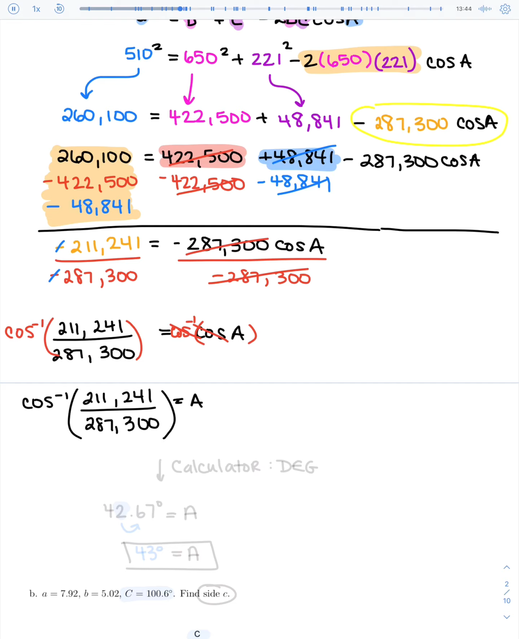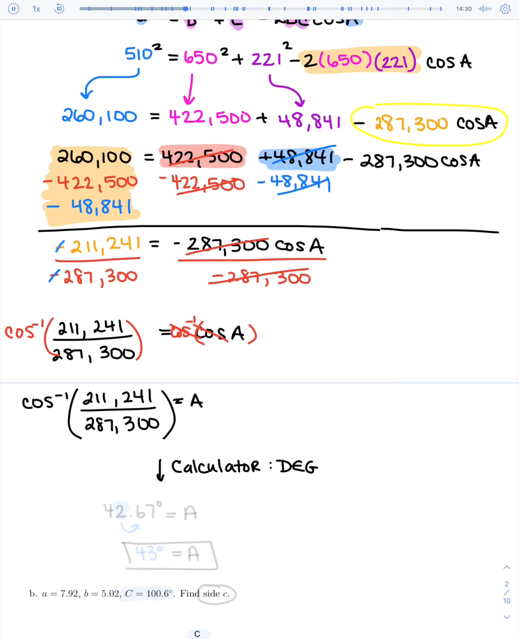The question is, we have to go back to the original problem and ask, do they want this in radians or degrees? They say round your lengths to the nearest tenth and angles to the nearest degree. So they do want this in degrees, so we'd go to our calculator and make sure that we are in degree mode when we actually do this problem. So we'd go use our calculator, and we'd be looking at it in degree mode. So let's go ahead and do that.